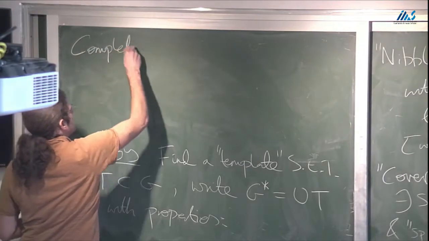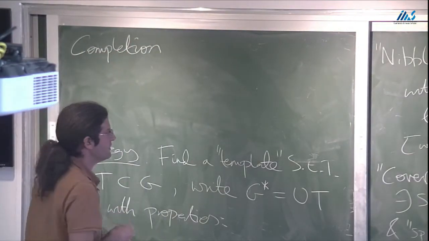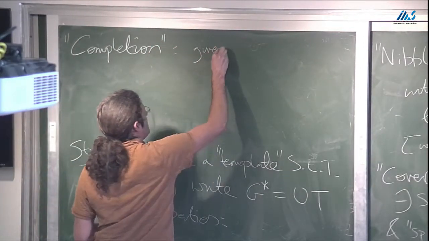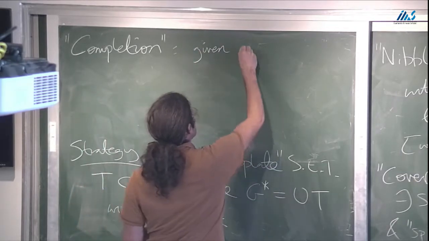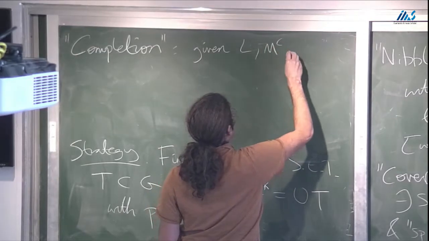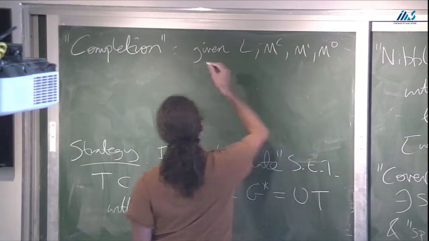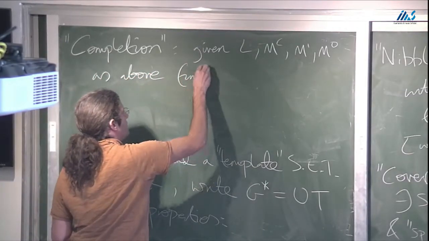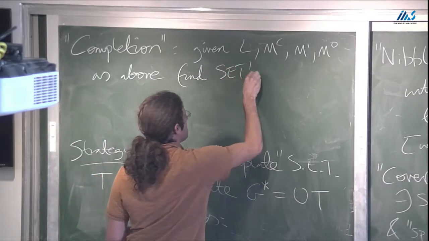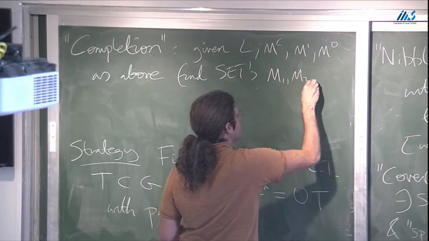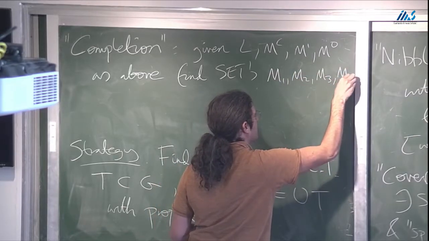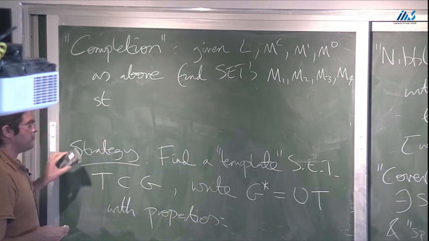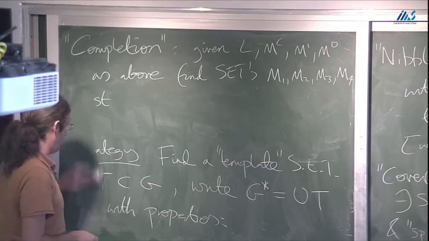Completion. So given L, MC, MI, MO, as above, we find sets of edge disjoint triangles, M1, M2, M3, M4, such that, okay, I'll write down some properties and then I'll explain what they are for.